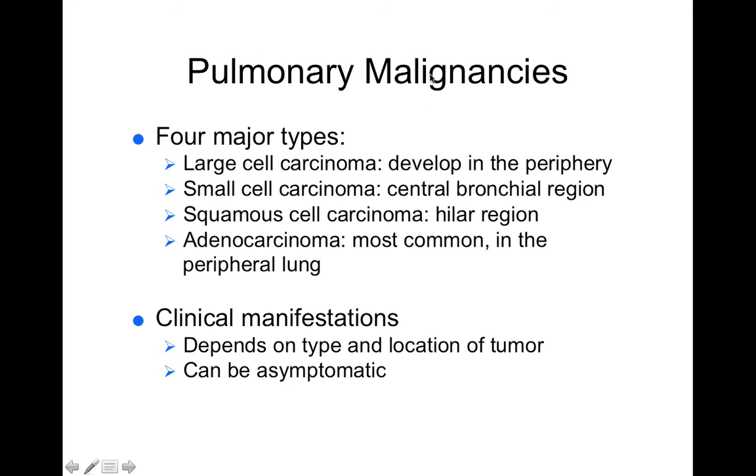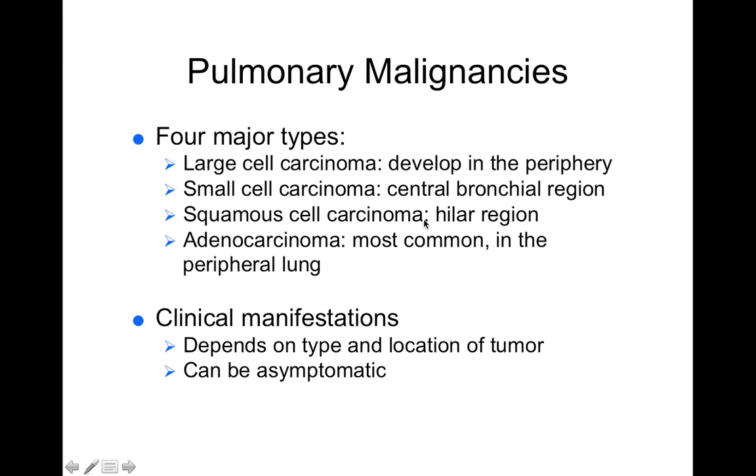Now, last slide here for this chapter, we're going to talk about the pulmonary malignancies. And there's different types of basically lung cancers. We've got large cell, small cell, squamous cell, and adenocarcinomas. Large cell carcinomas are more likely to develop in the periphery of the lung, like the outer edges of the lung. Small cell carcinomas most likely develop in the central bronchial region. Let's think of like the medial aspect of the lung.